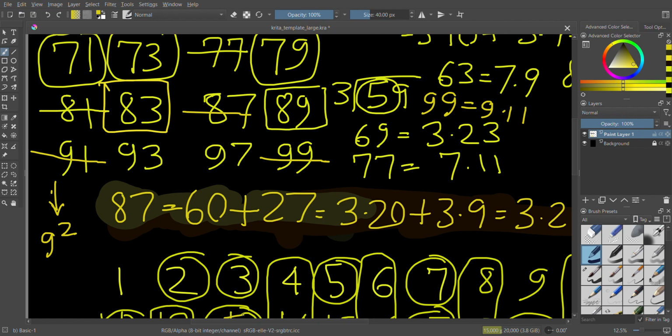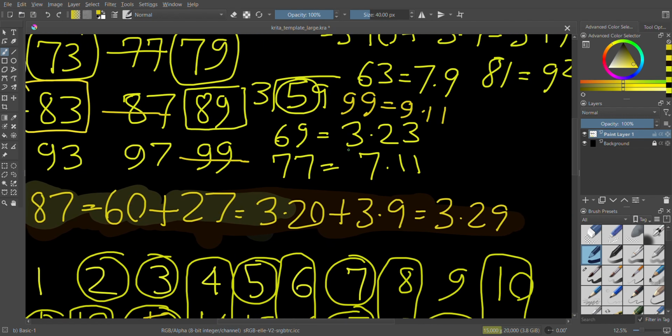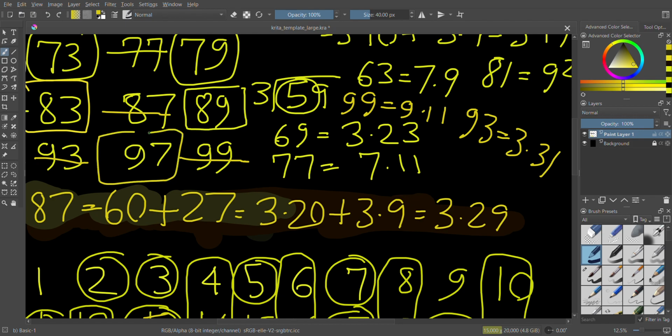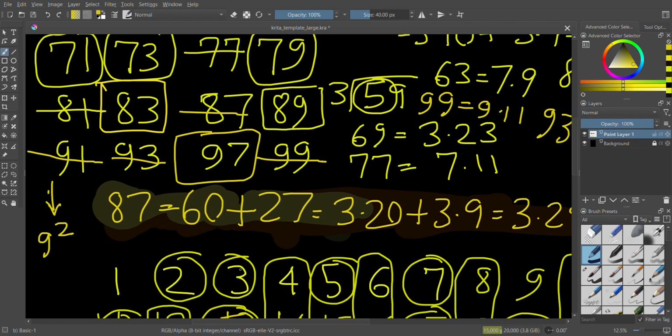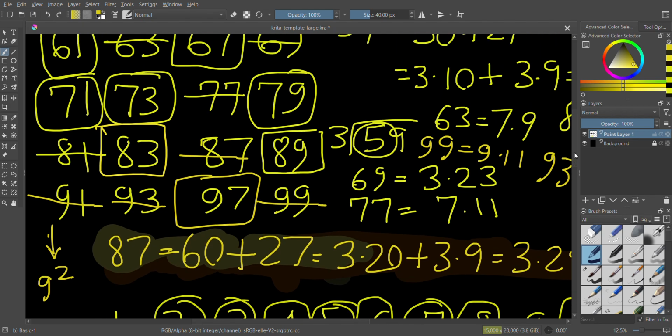93 is divisible by 3. 93 is equal to 3 times 31. But 97 is prime. So there you have it. Those are the primes to 100. And I have factored out every single number that is a composite.